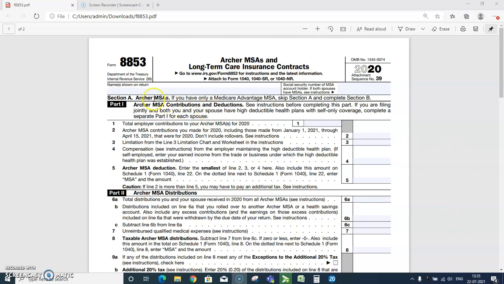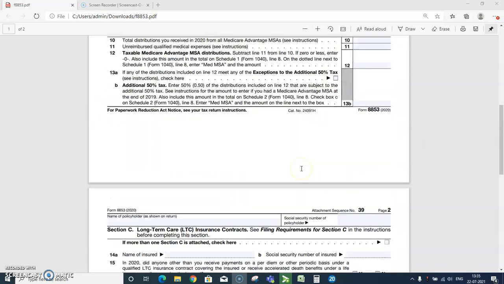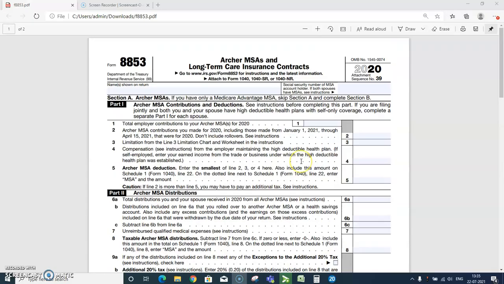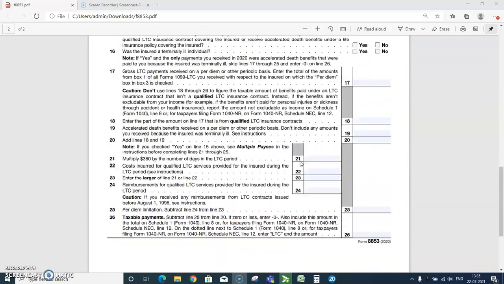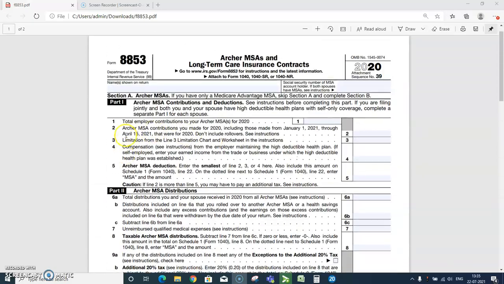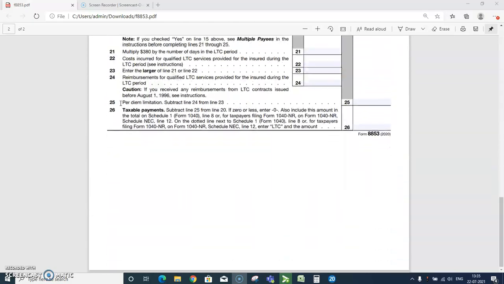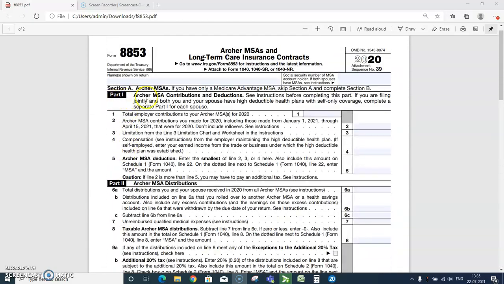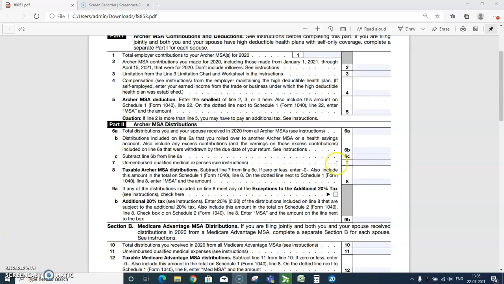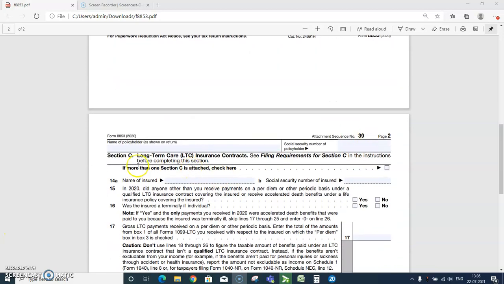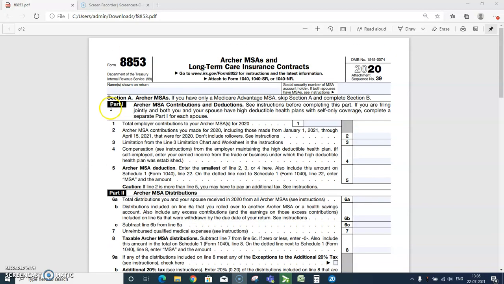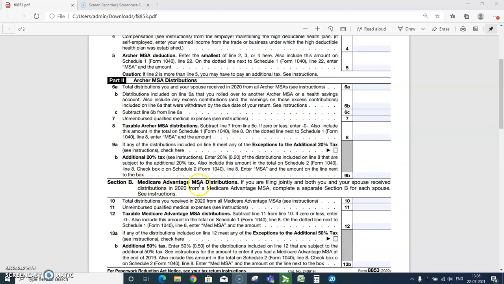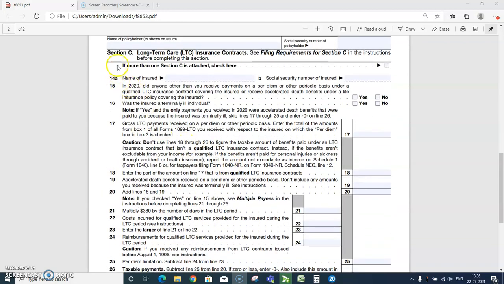Now, coming to Form 8853, you can see this is a 2-page form and it consists of 3 sections and 2 parts. Part 1, Archer MSA contributions and deduction; Part 2, Archer MSA distributions. And if we look at the sections: Section A, Archer MSAs; Section B, Medicare Advantage MSA distributions; and Section C, long-term care insurance contracts.